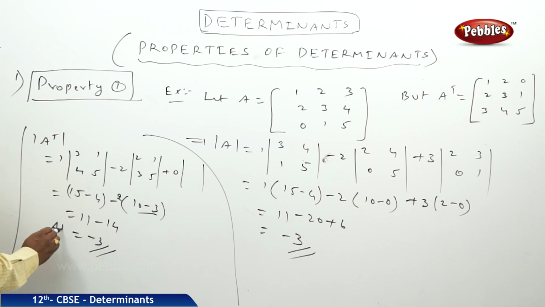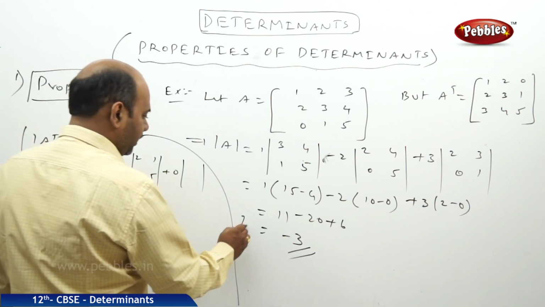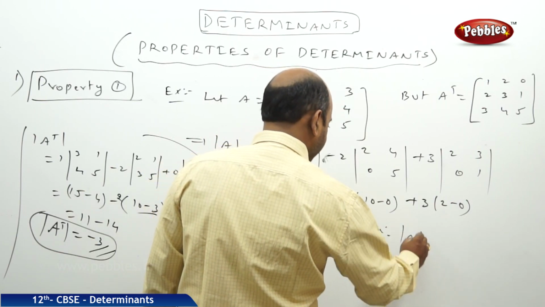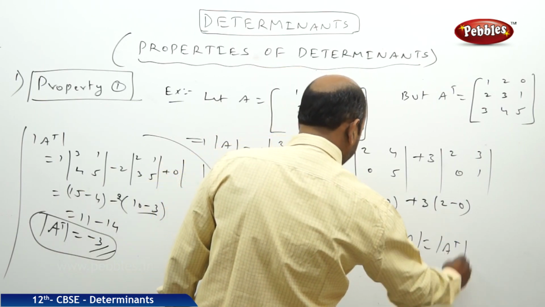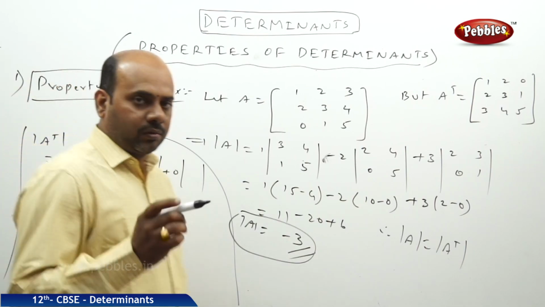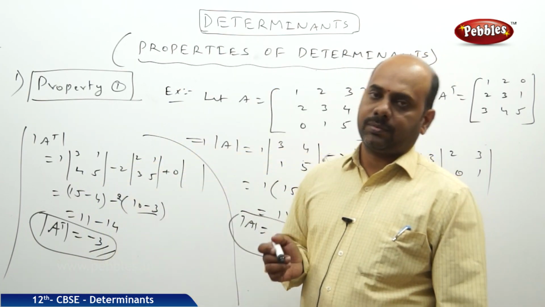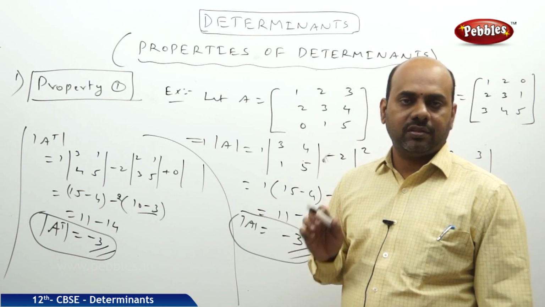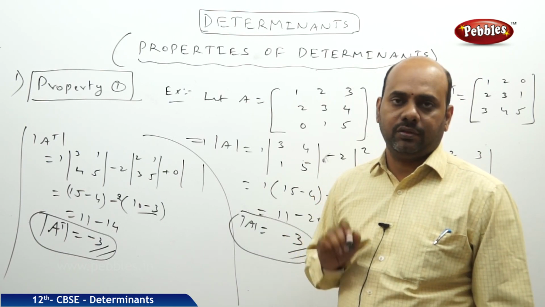If you observe carefully, the determinant of A transpose is minus 3 and the determinant of A is minus 3. Therefore, I can tell that determinant of A is equal to determinant of A transpose. Right? So property 1 is clear. When rows are changed into columns and columns are changed into rows, the determinant doesn't change. This is the very first important property you should remember.